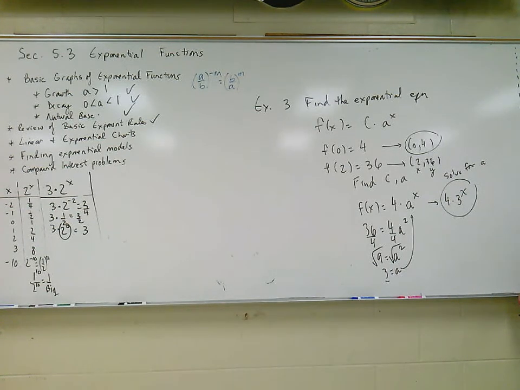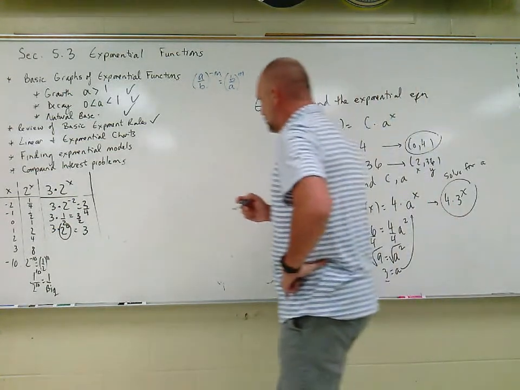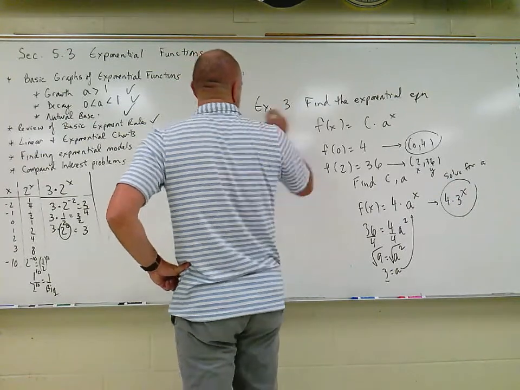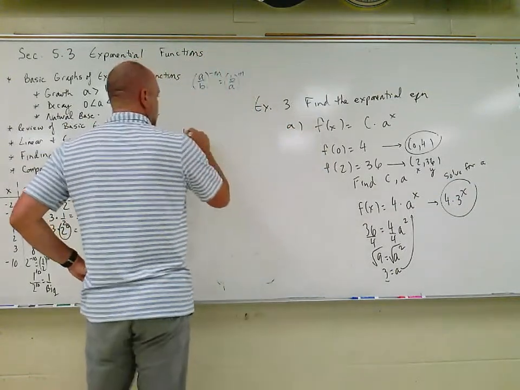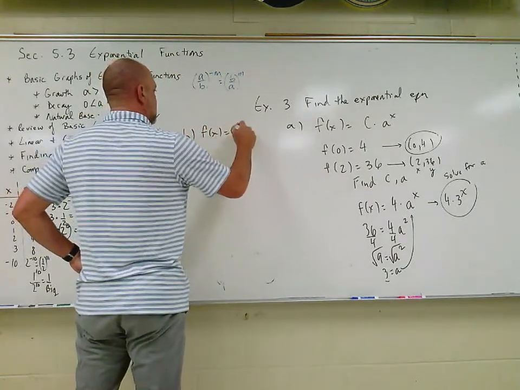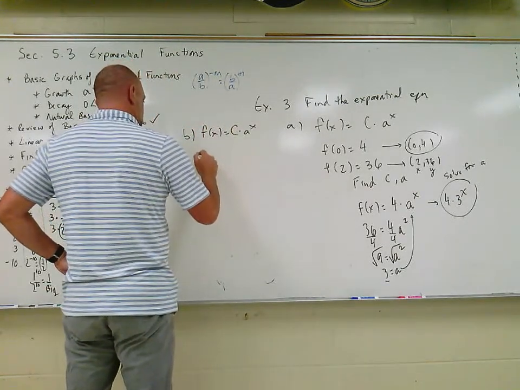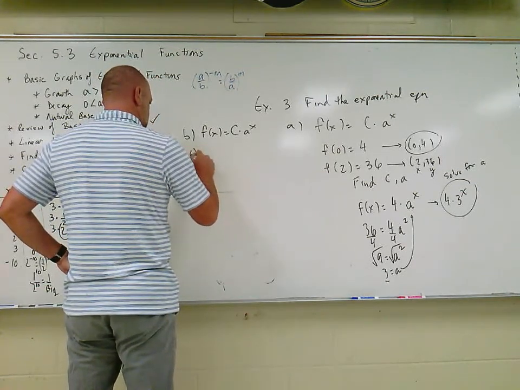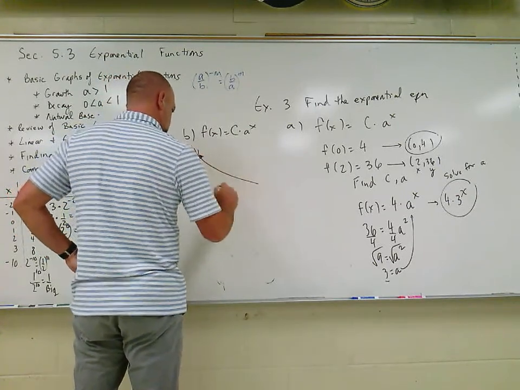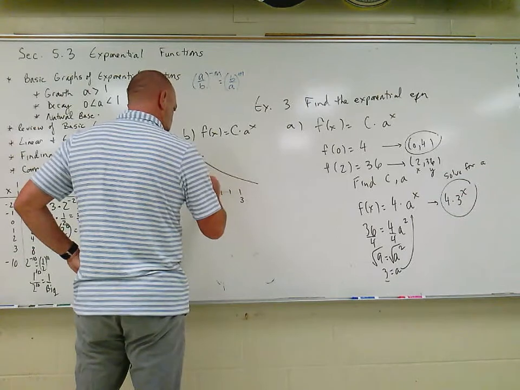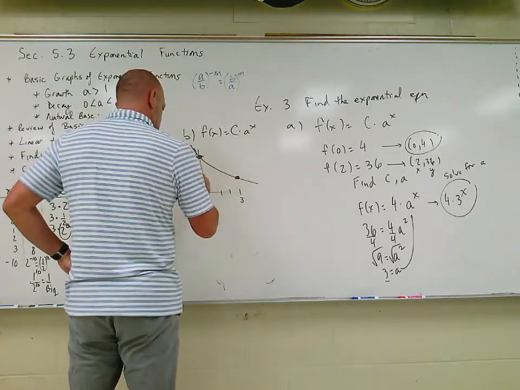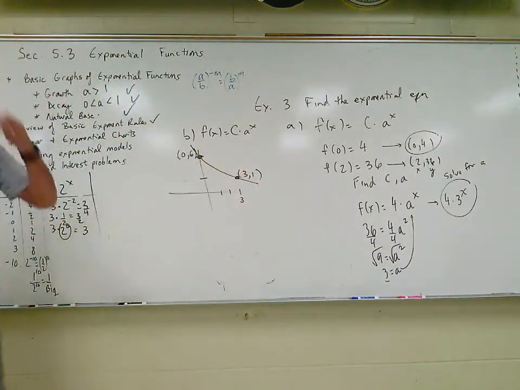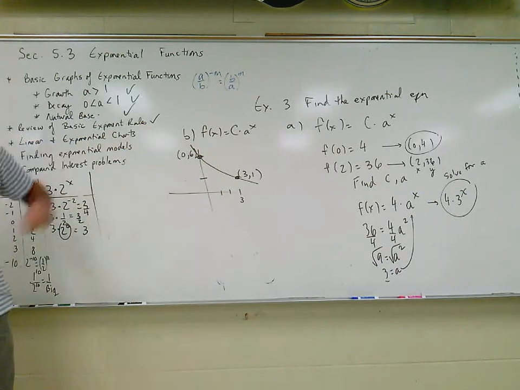All right, want to do one more? Okay, great, good. Here we go, ready? Example, we'll just call this part B. I'll give you another one. Here. So f of x is c times a to the x, and I'm going to tell you this. Here's your 2 points. Okay? Find the equation.